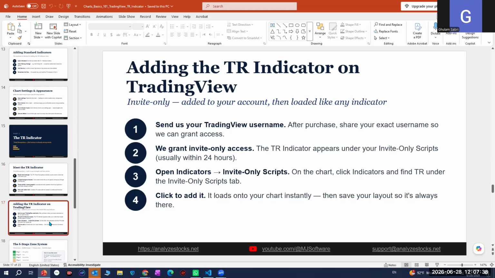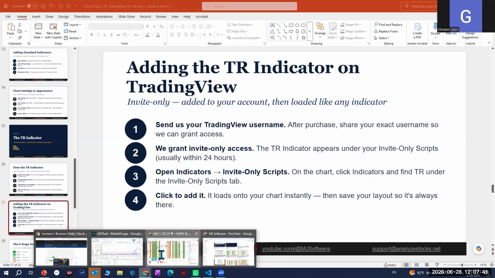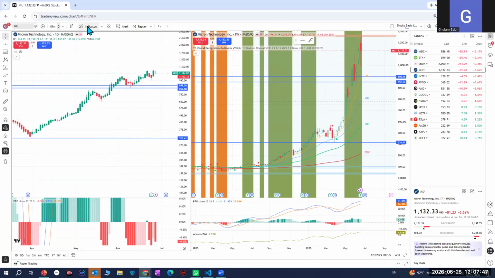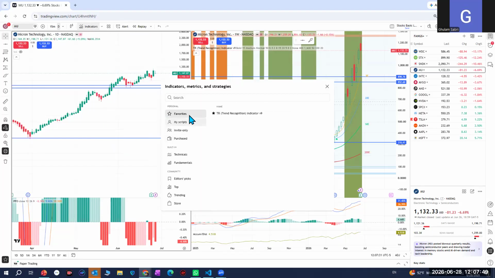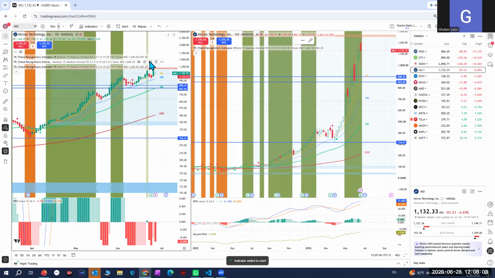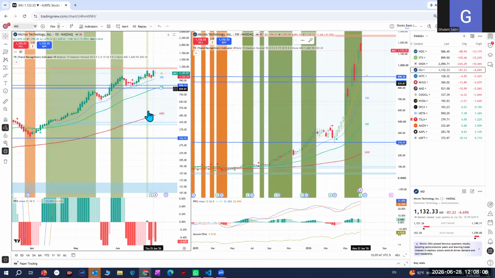How to add the TR indicator on TradingView: you need to go to TradingView, add indicator. Let's see, I delete this thing, okay? I delete this thing. So I need to go to the indicator section, and in the invite-only section, you will find these things. TradingView. And oops, I did it 3 times, so I have to delete it.